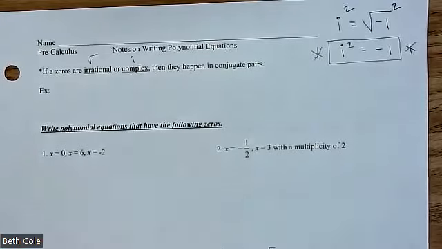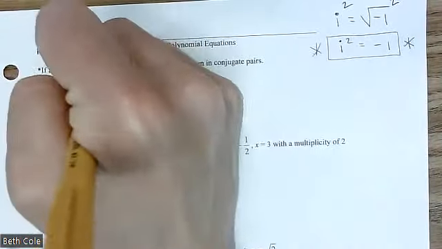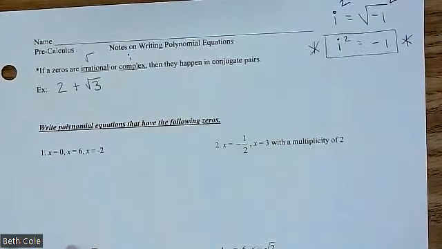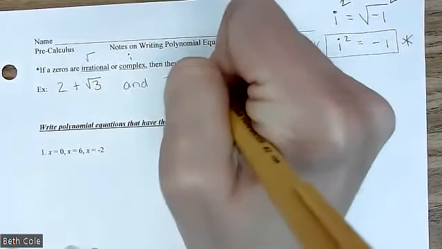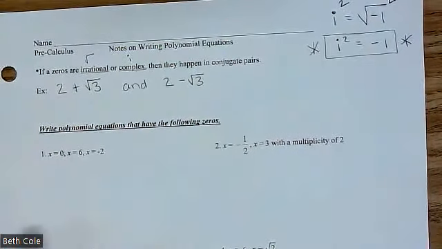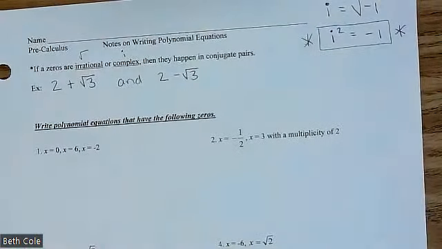So for example, just shout out some numbers and I'll make an example. All right, I heard 2 and 3. If you have 2 plus square root of 3, you are also going to have 2 minus square root of 3. Whether the problem says so or not, you need to know and understand that it is there. They happen in conjugate pairs. So one is plus, one is minus, those are conjugate pairs, okay?